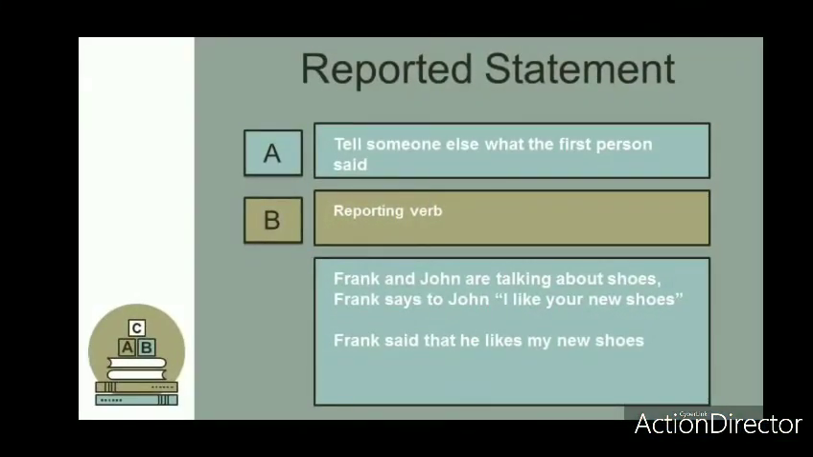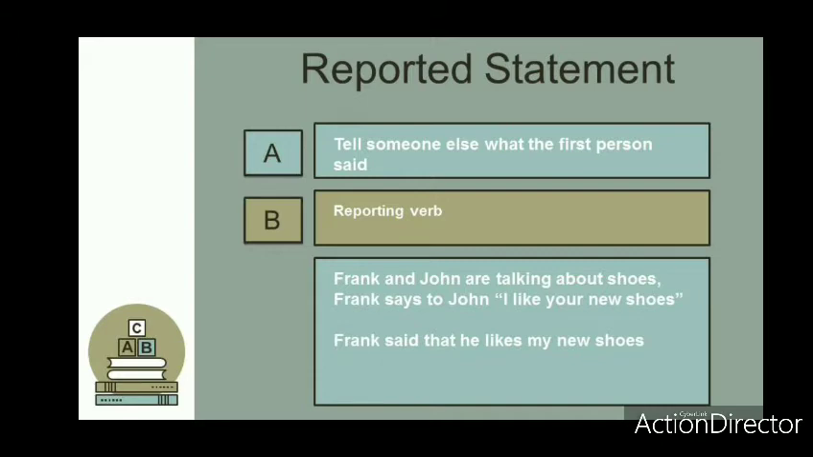The reported statement is a type of speech that we use when we want to say or tell someone else what the first person said. That means that we are talking with a third or fourth person about another conversation in the past. We are doing this as a type of gossip or simply giving second-hand information. We are talking about what other people said.